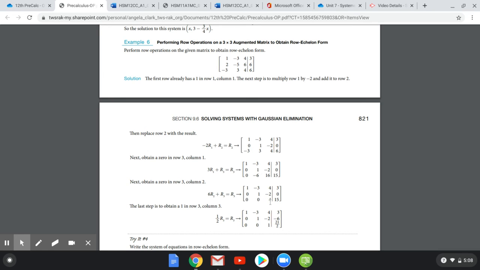I want to divide this whole row by 4. So I'm not sure why they're dividing by 2. That doesn't make sense to me, because we would want to divide this by 4 in order to get this to be 1. So I think the book made a mistake here.